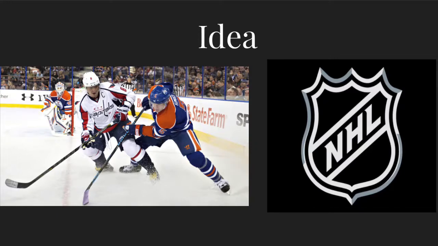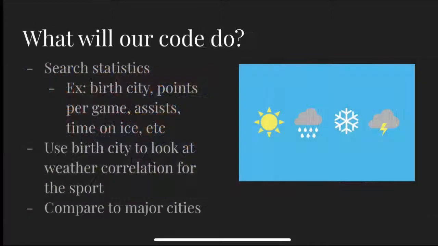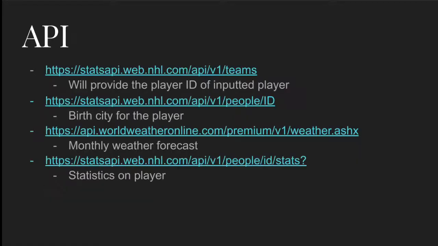We will be using different data visualization techniques to show the consumer what they're looking at in a neat, organized manner. Our code will also search the birth cities, points per game, assists on ice, and more. We will use the birth city to look at the weather correlation for the sport and compare those to other major cities. So far, we have 4 different APIs that we have used for our code.